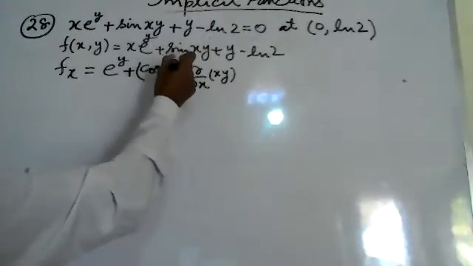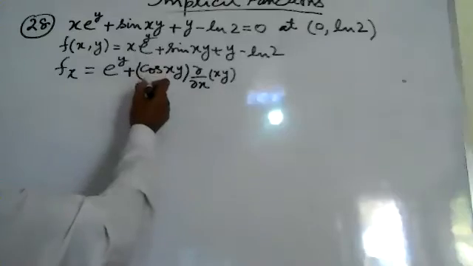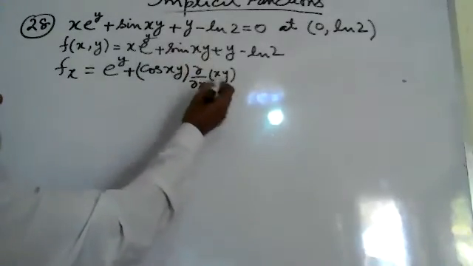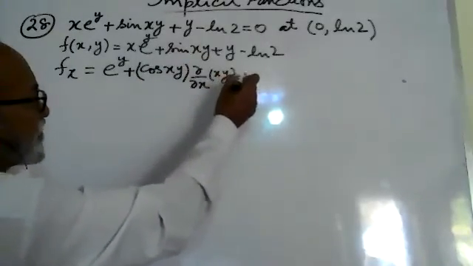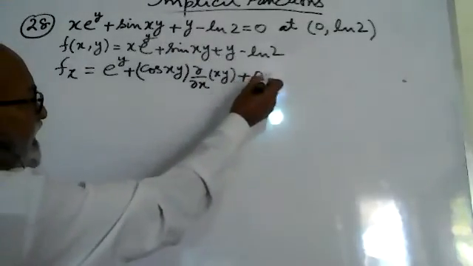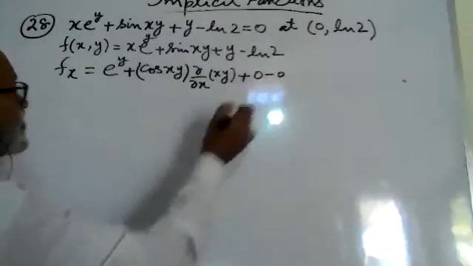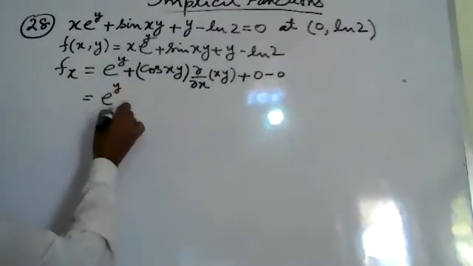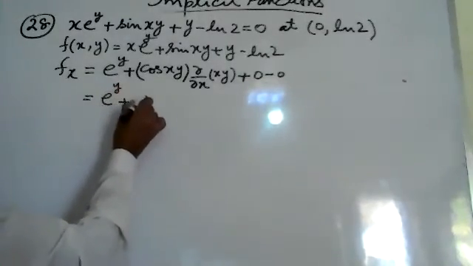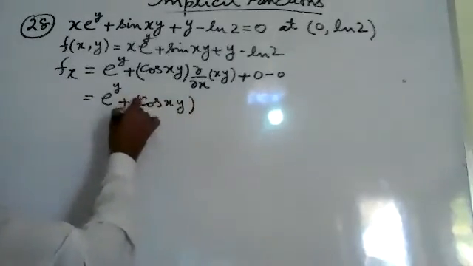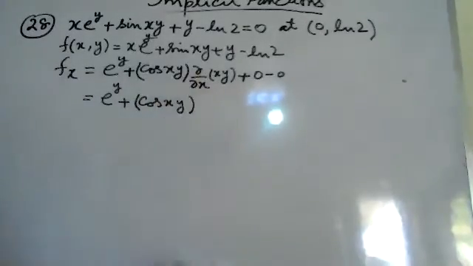Now we'll take this sin xy. x is there, therefore it will take cos xy, and then we'll take the partial derivative of xy, plus the derivative of y will be 0. The derivative of ln 2 will be 0. So it is e raised to power y plus cos xy, whole is multiplied with the derivative of xy.